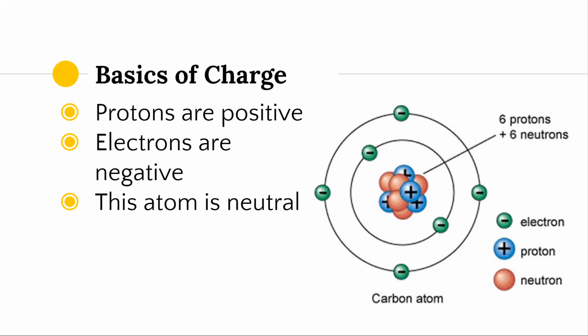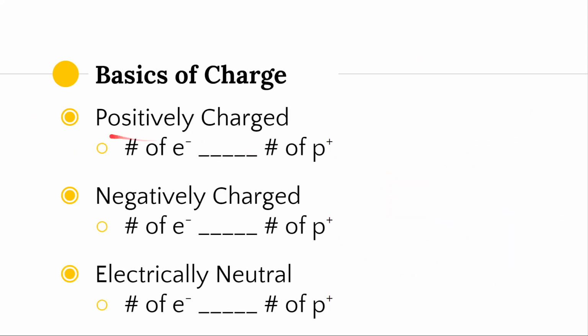It doesn't really have to do with the other particles in the nucleus of the atom, but just to remind you of those charges. So again, if something is positively charged, it means that that object has fewer electrons than protons. So number of electrons is less than number of protons. It is going to obtain that charge by losing electrons. It will become positively charged.